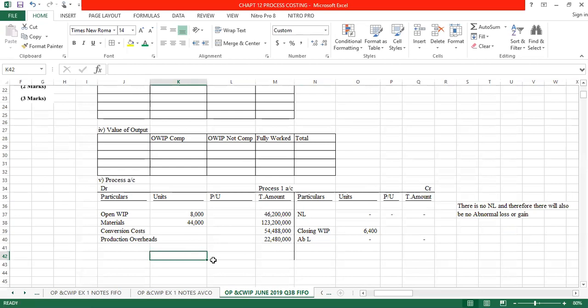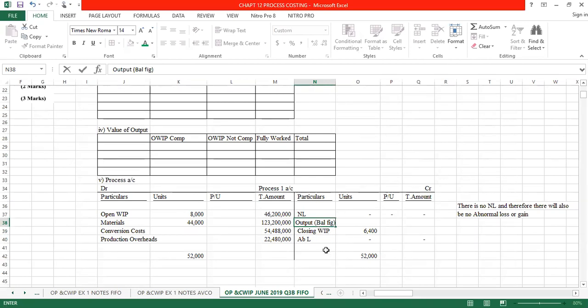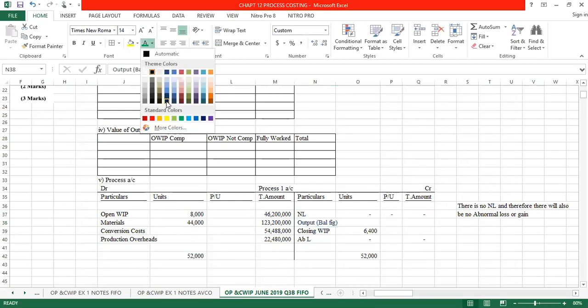So let's get the total. The total is 8,000 plus 44,000, which gives you 52,000. If there is no abnormal loss, it means the balancing figure is the output. Output will be the balancing what? Because it was not given. You can really look for it in exams. It was not given so that it confuses you. That is the reason why the examiner did not give it.